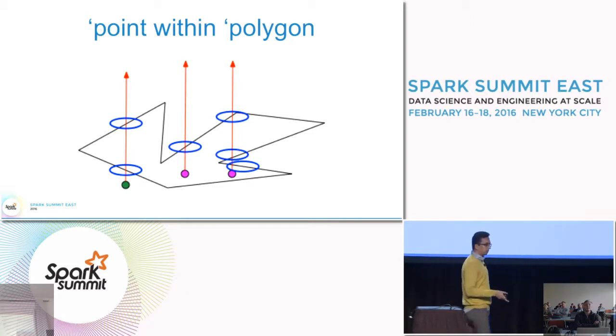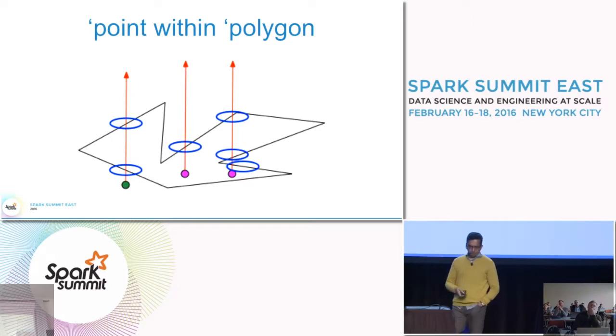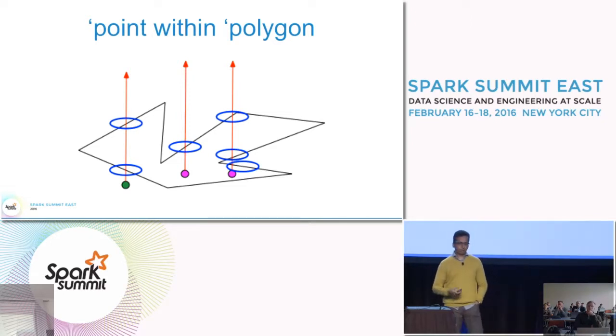The key problem with this is, of course, that it's an order k algorithm. If you have k edges, it takes order k time to figure out whether a point is within the polygon. You can do better if the polygon is what's called convex. You could have done this in order log k. But a lot of polygons we see in real life are not going to be convex.